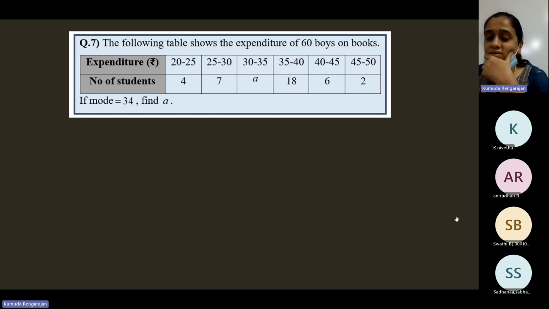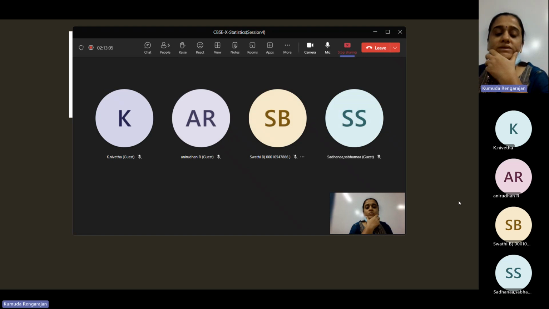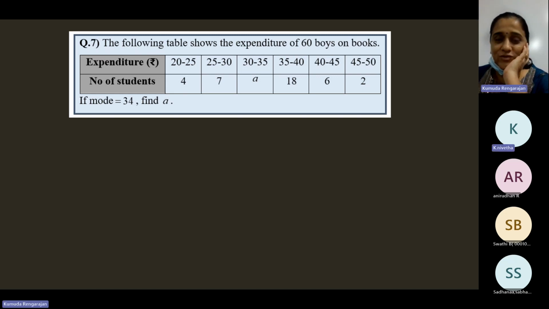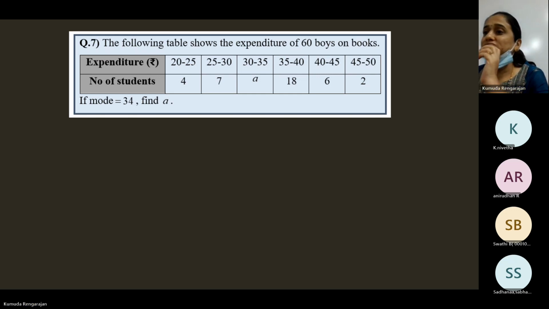Yeah, Sadhna, Sabarna, Niveda, Aniruddhan, Swati. What's the value of A? Yeah, I got 23. One of your friends here has got 20. Oh, she's scared now. Okay, fine. We'll see the answer. What about you? Getting a decimal value, is it? Okay. You don't know how to proceed? Okay, okay.